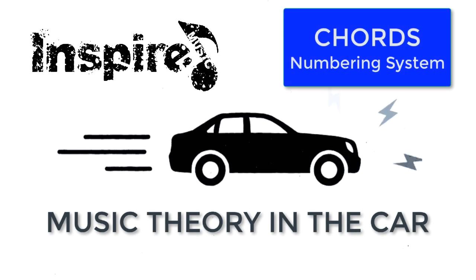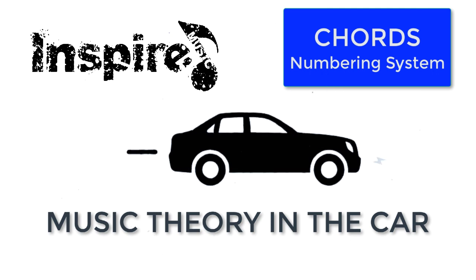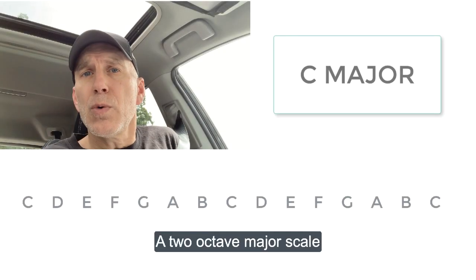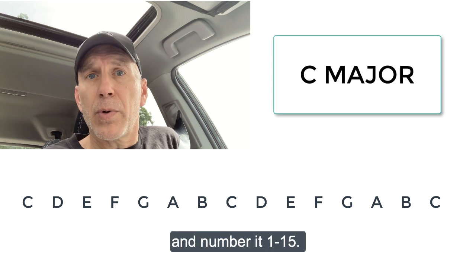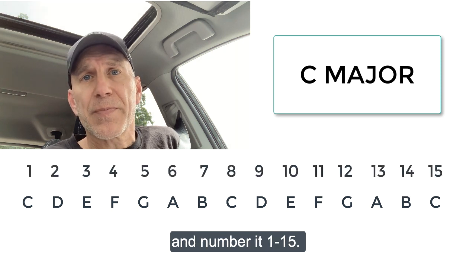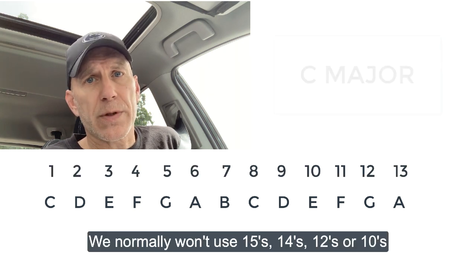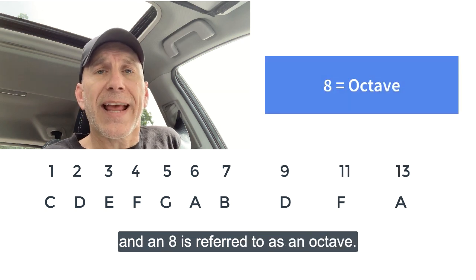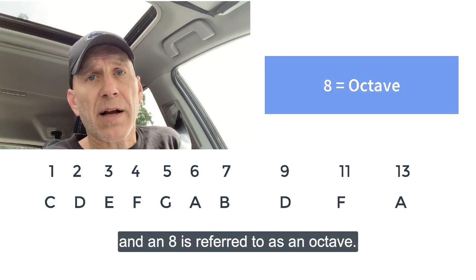This is the chords section, and we'll be using the numbering system to help us spell chords. So let's take a look at that. A 2-octave major scale, and number it 1 through 15. We normally won't use 15s, 14s, 12s, or 10s, and an 8 is referred to as an octave.